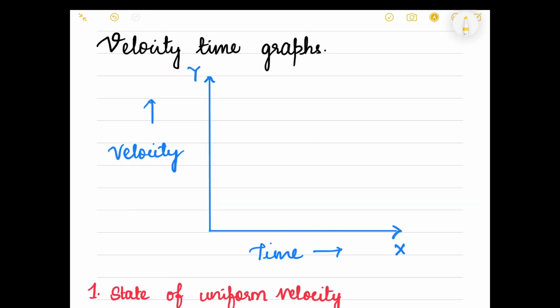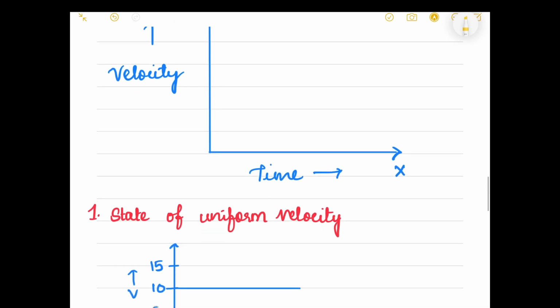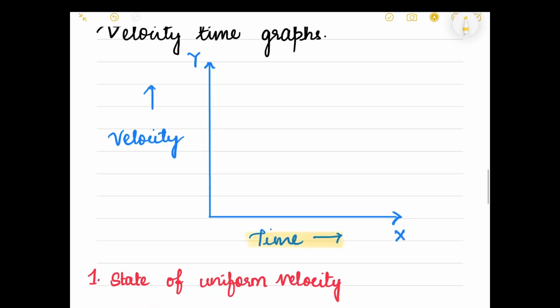Now, velocity time graphs. We can represent the state of uniform velocity, non-uniform velocity, uniform acceleration and non-uniform acceleration using the velocity time graph or the VT graph. The x-axis of the VT graph represents time and the y-axis represents velocity. It is similar to the distance time graph where the x-axis represents time and y-axis represents distance. But in case of velocity time graph, the distance part is replaced by velocity.